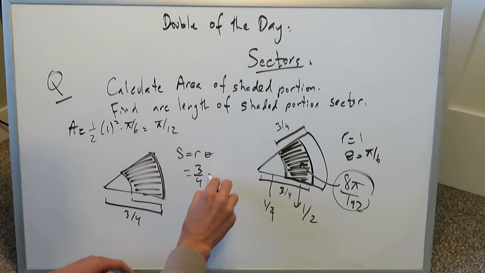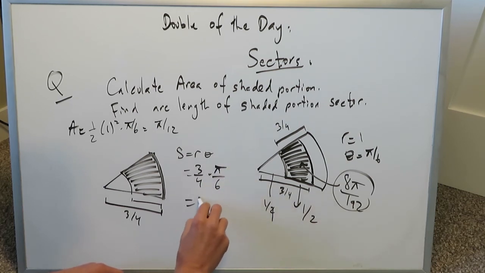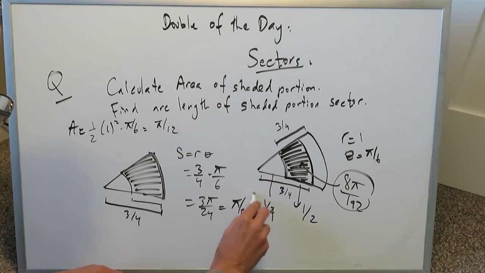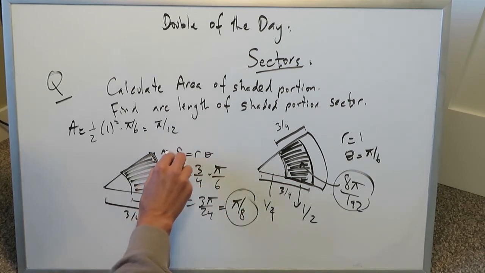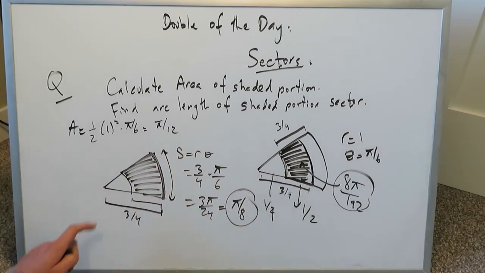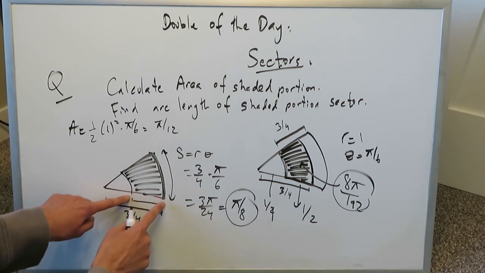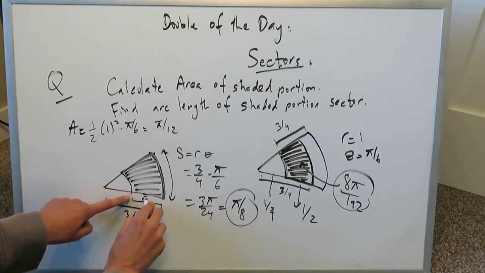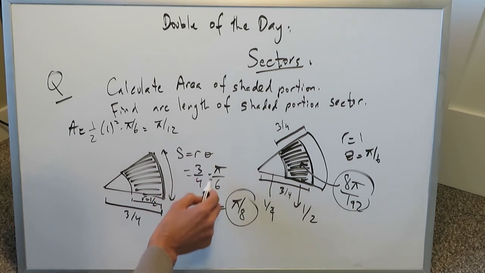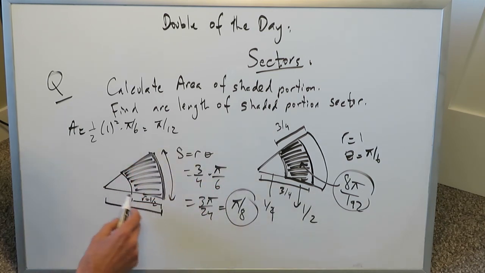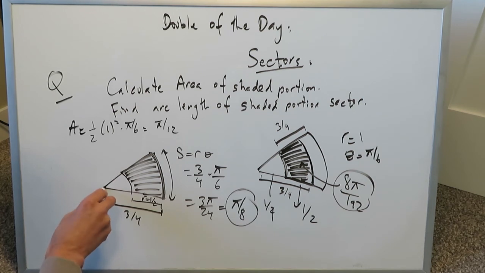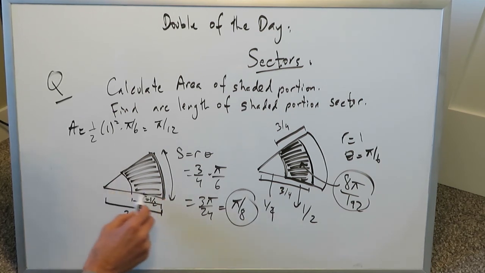3 over 4 times theta, pi over 6, is 3 pi over 24. And that's a pi over 8. And that gives you your arc length right here. From here to here is a pi over 8. You didn't have to start from 1 over 2. If you use the radius here as 1 over 2 and you fed that in here, 1 over 2 times pi over 6, your answer would be wrong. Because when you're doing the arc length determination, go to the center and extend out from there, and that's what you're looking at in terms of your arc length.